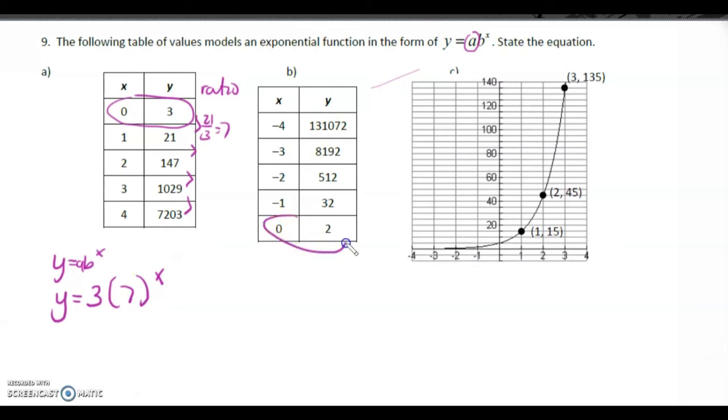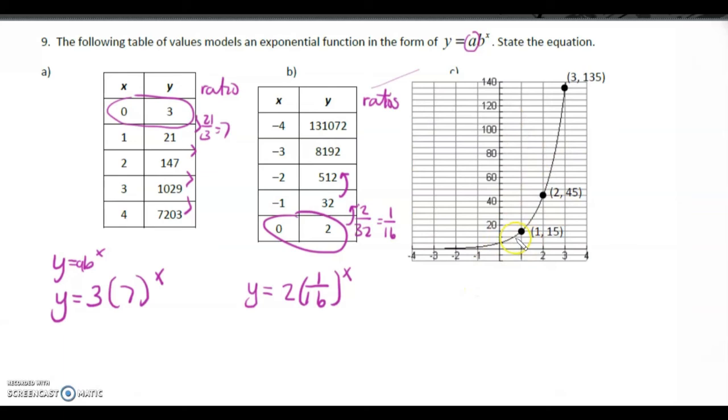Okay, for the next one, the initial value here is 2, so y equals 2 times some value to the exponent x. So remember, we have to go up the y column for the ratios. So what is 2 divided by 32? Well, it's 1 over 16. Make sure that you don't just say 32 divided by 2, because that's a way easier calculation. It's 1 over 16. And if you keep going up this y column, you're still going to get 1 over 16.